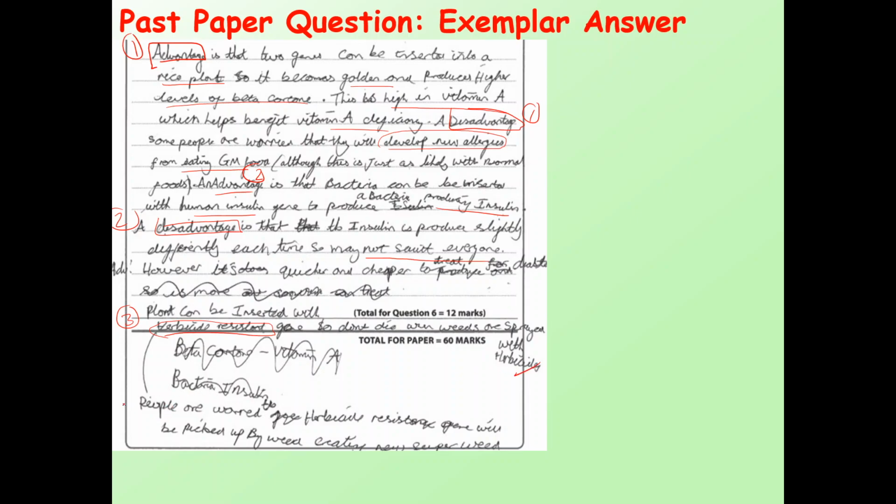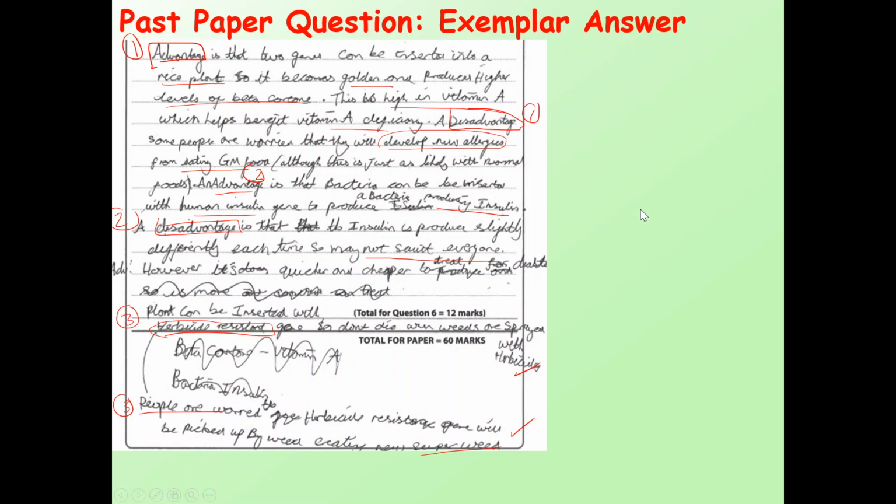People are worried, so this is our third disadvantage, that the herbicide resistance will be picked up by weeds, creating new super weeds. A very detailed response. They've got 3 advantages and 3 disadvantages here. Not in a table, but if you look at how they've written this, they've posted an advantage, followed it up with a disadvantage. Advantage, disadvantage, advantage, disadvantage. Very good way to structure your response here.